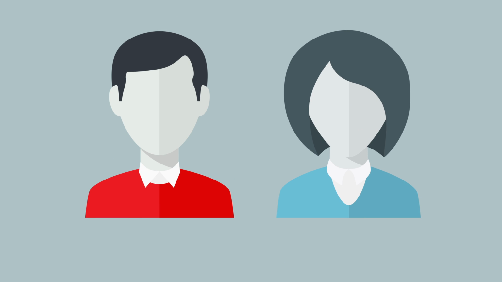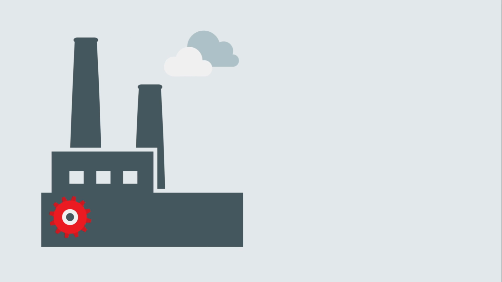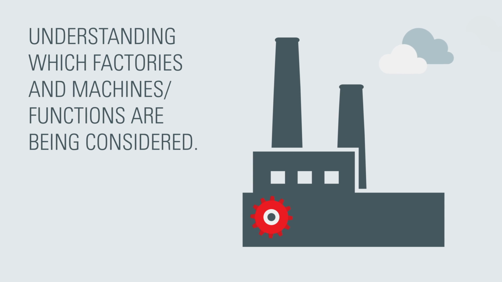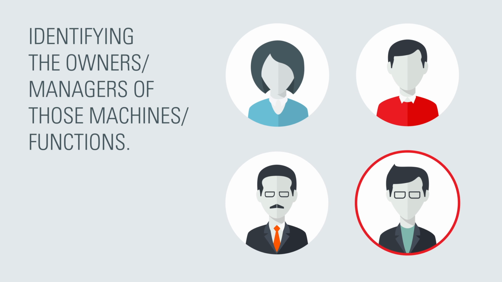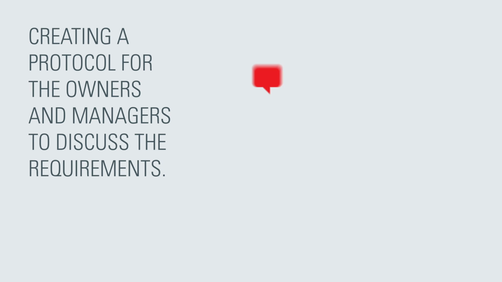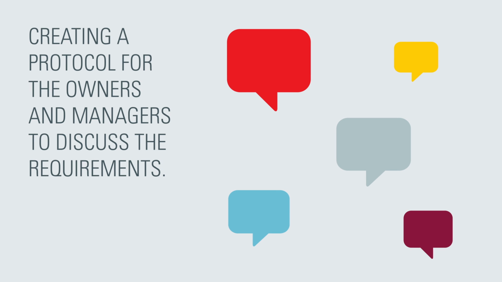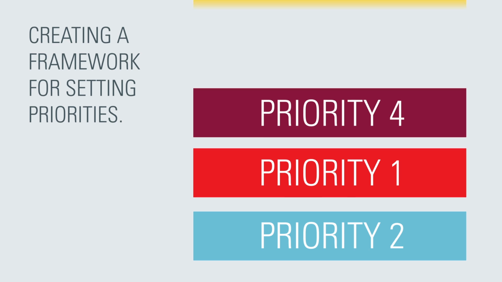It's important that the structure becomes about functions and roles, rather than titles. Before making a decision about technology, businesses need to understand which factories and machines or functions are being considered, who the owners or managers of those machines or functions are, create a protocol for the owners and managers to discuss requirements. Create a framework for setting priorities.